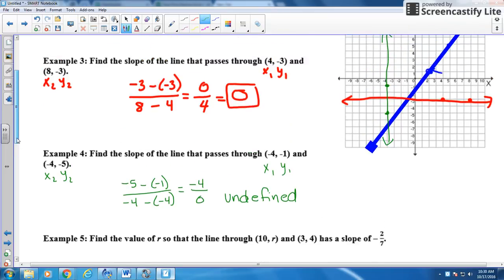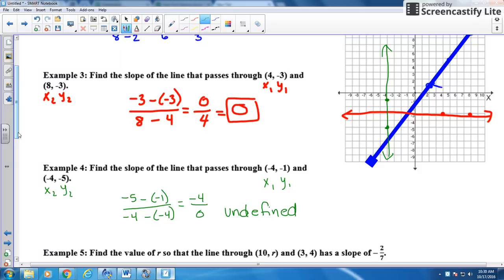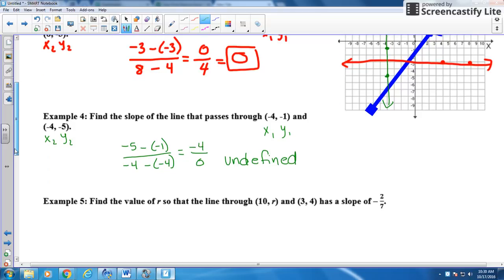Okay? Now, here's a question for you. Would it matter if I chose this to be my second point and this to be my first point? No. In any of these situations, I could have reversed those ordered pairs and it would not matter. I would end up with the exact same slope. Okay, so know that you can kind of pick which one is your first one and which one is your second one.